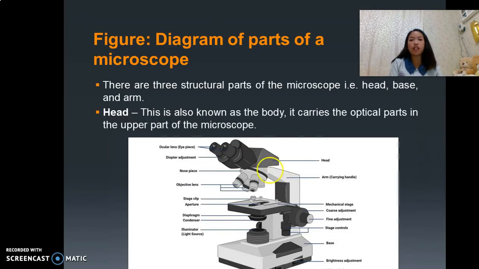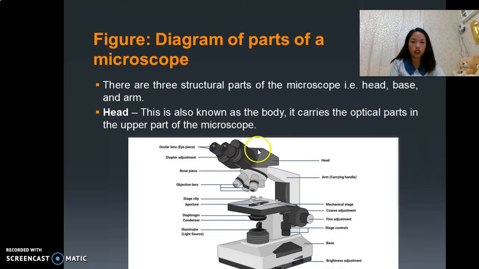Figure, diagram of parts of a microscope. There are three structural parts of the microscope. Example, head, base, and arm. Head, this is also known as the body. It carries the optical parts in the upper part of the microscope.